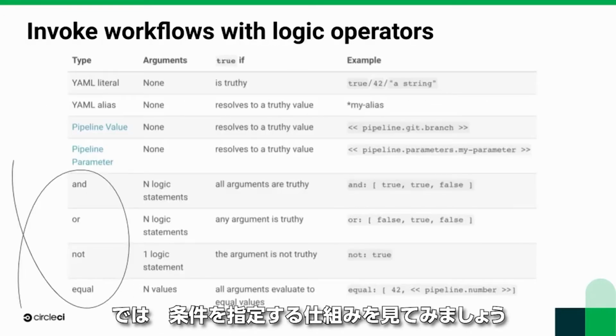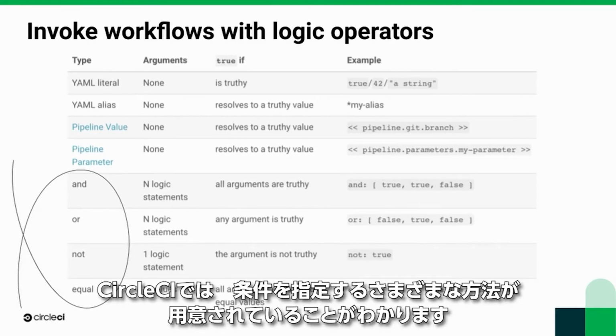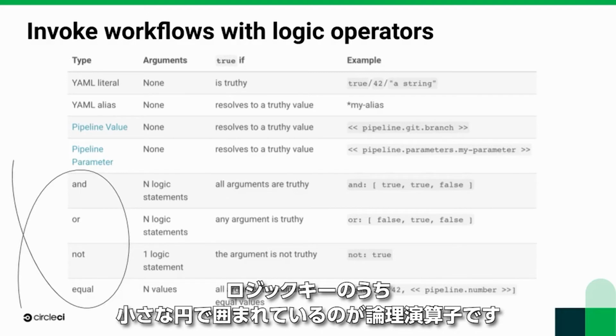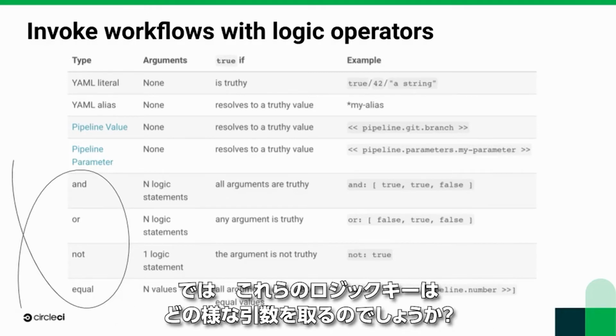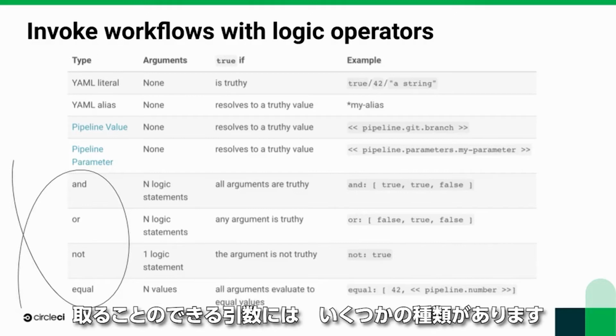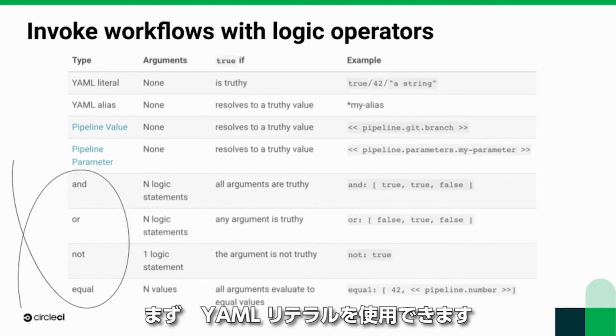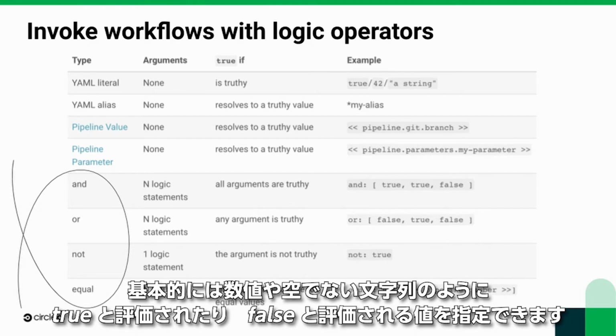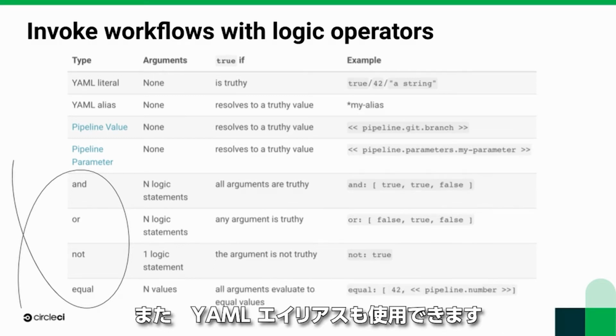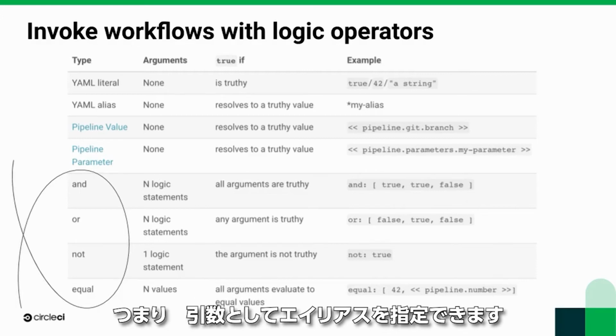So let's take a look at the logic system itself. At the top here, you can see we have a bunch of logic arguments that you can provide to logic keys, and the logic keys are surrounded in the little circle there. So what are these arguments? It's a few different things. So you can use YAML literals, basically like true or false, supplying a number, a non-empty string. Also, YAML aliases can be used as well. So you could supply an alias as an argument.